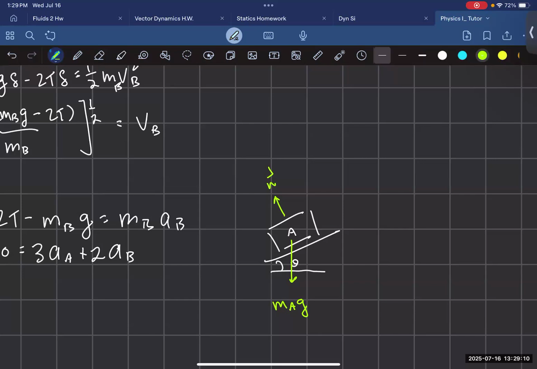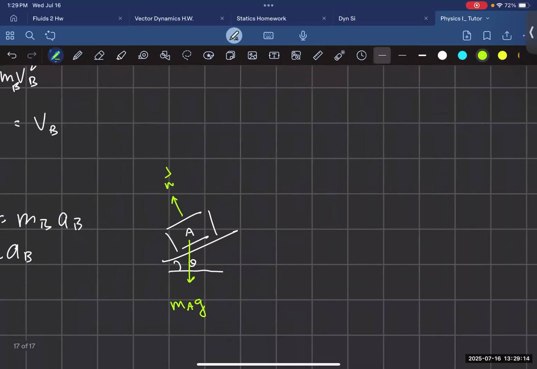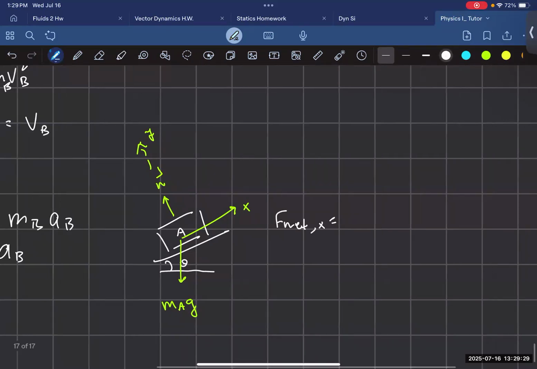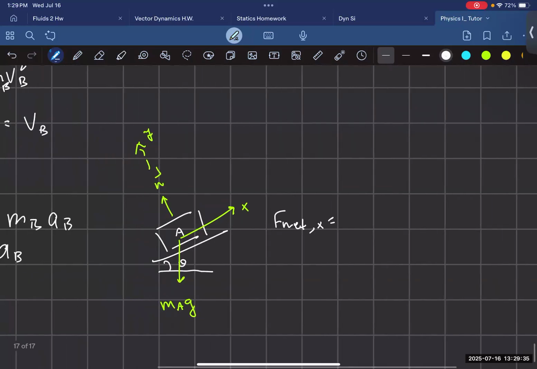Weight force, or the force of gravity, is mass times gravity. There is no friction in this system, and our axes are x in that direction and y in that direction. So if we take the net forces in the x direction, we're gonna get, oh, I'm so sorry, I forgot the tension forces in the x direction.